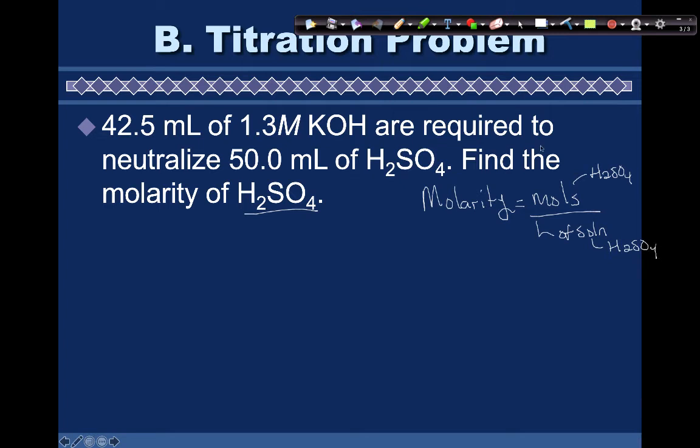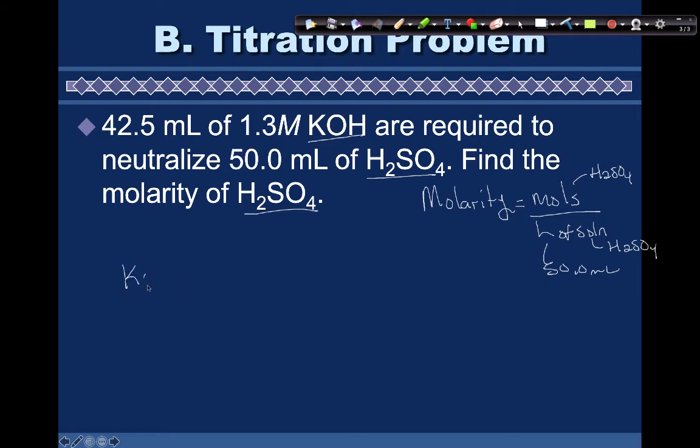So let's see what I have. I have a volume and a molarity of hydroxide. I have a volume of the acid, so that's going to be 50 milliliters. So I need the moles. Well, I need the moles of the sulfuric acid. I do have quite a bit of information about a different substance, so this is the stoichiometry part.